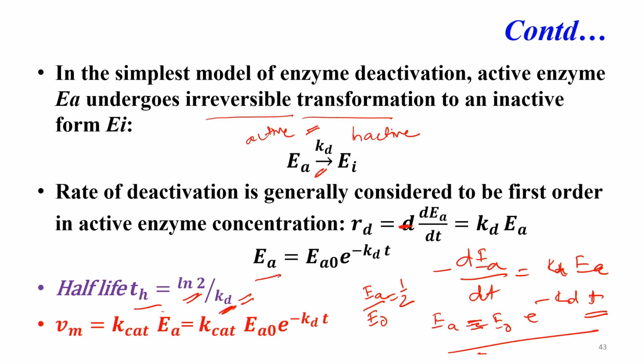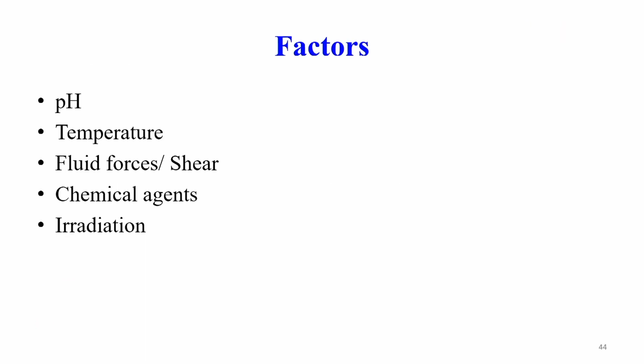Now, once we know the change in the E, again we should be able to calculate the value of Vmax. Vmax will be K catalytic E naught e to the power minus Kd into t.